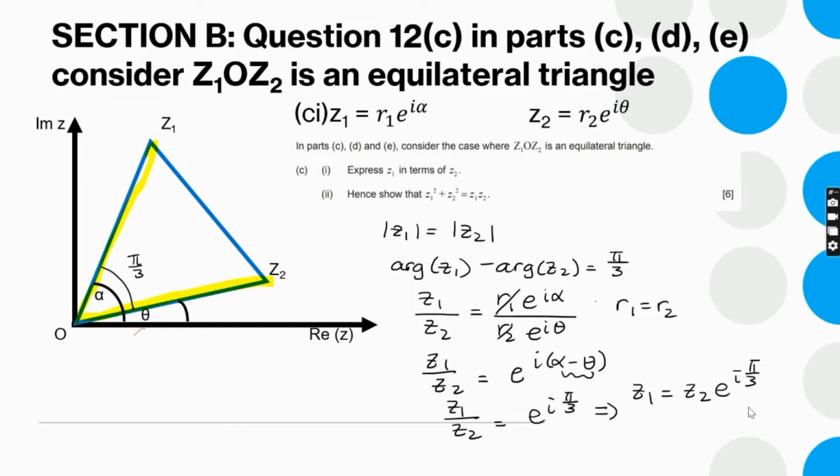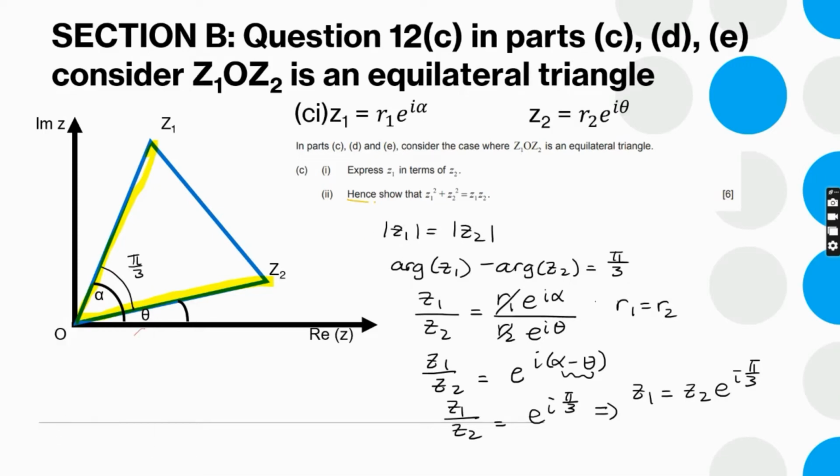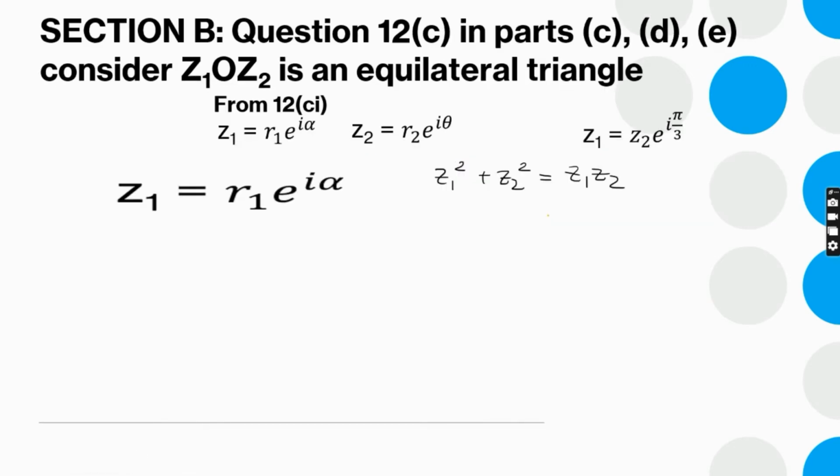C part 2. Hence, show that Z1 squared plus Z2 squared equals Z1 times Z2. In IB, whenever you see the word hence, it means that you have to use the answer in the previous part to help you obtain the next answer. So you definitely have to use C part 1 to help you find the answer to C part 2. Okay, so how do we simplify Z1 squared plus Z2 squared? First, because in the previous part I found Z1 equals Z2 e^(i pi/3), I'm going to replace my Z1 with that.